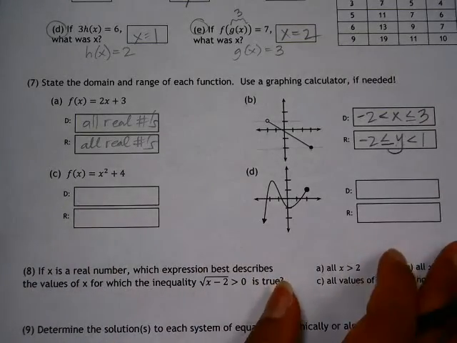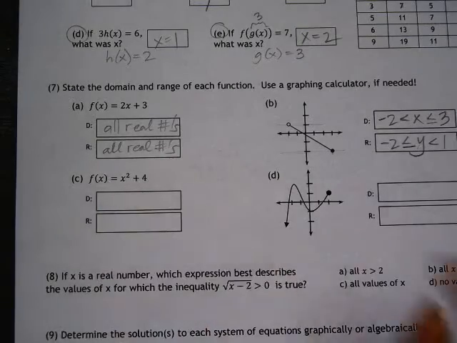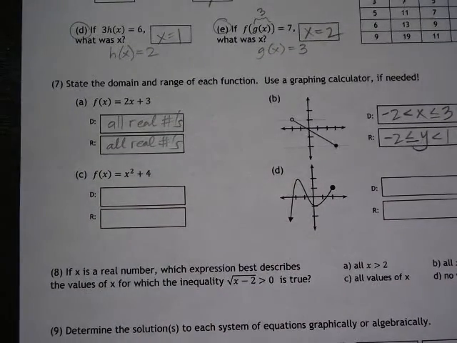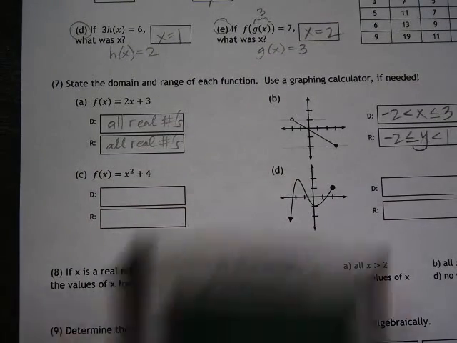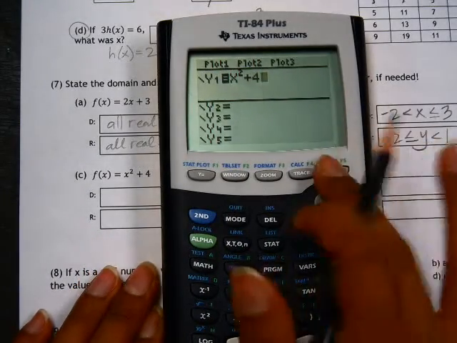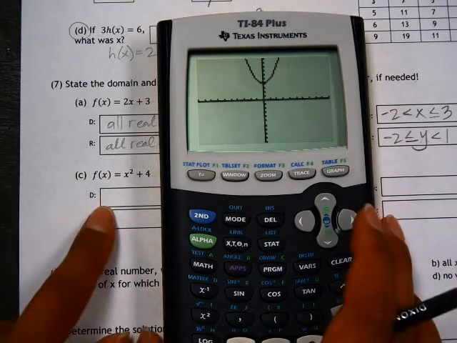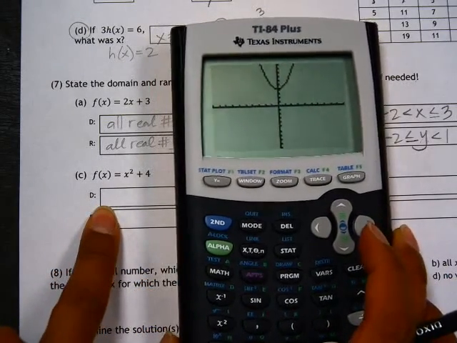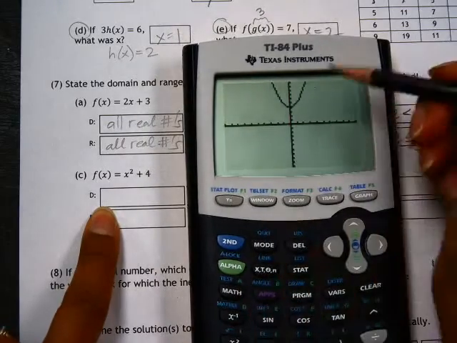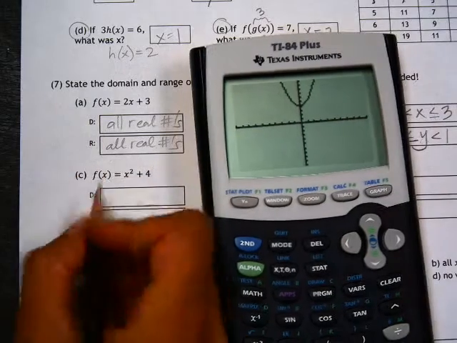Part C, again, we have an equation, x squared plus 4. Let's look at that graphically. You should be able to tell that it is a parabola. So domain, what values of x are on the graph? This graph is a parabola, so it goes forever to the right and forever to the left. So that's all real numbers.